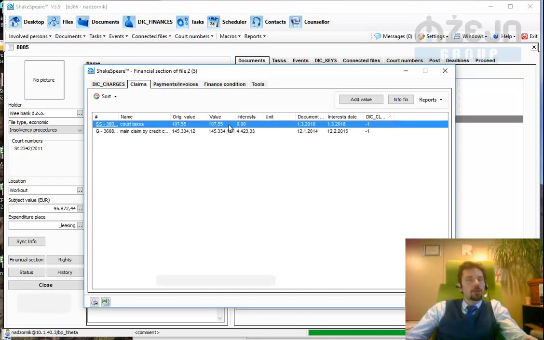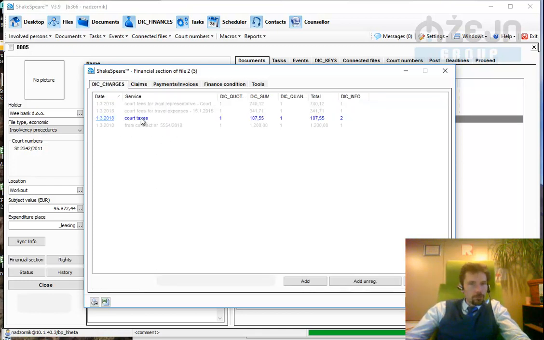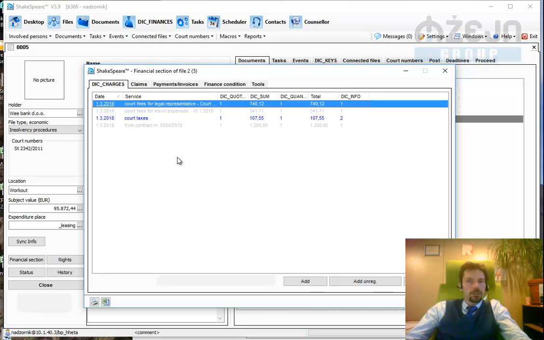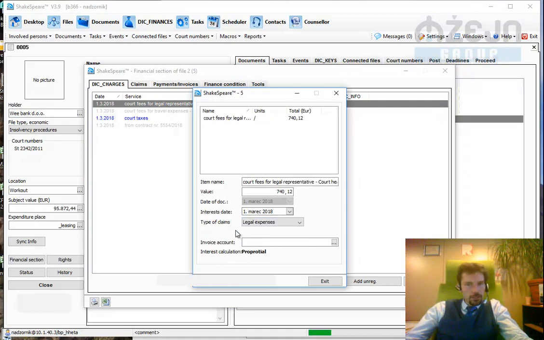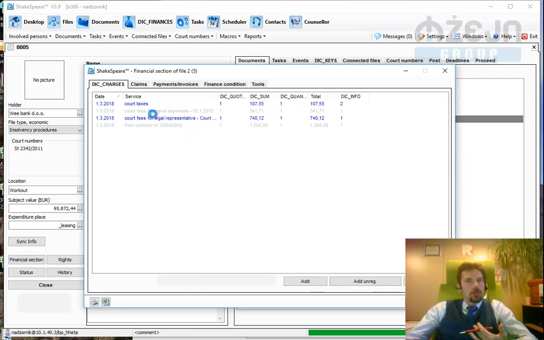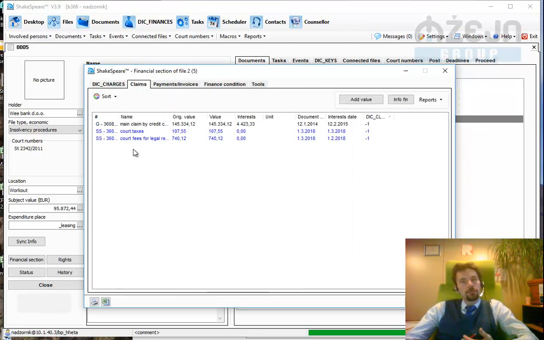And then here we also have court confirmed or partially confirmed court taxes. When one or multiple expenses or taxes are confirmed by the court, we say what kind of expenses these are and the date from which the interest starts to be calculated, and when we confirm or partially confirm the charge, it goes directly to the claims. So claims are not only unpaid invoices, but also confirmed or partially confirmed court costs.